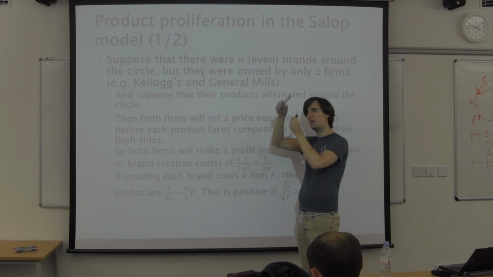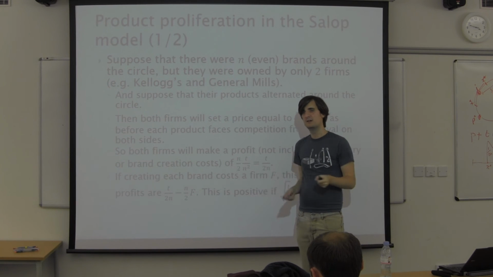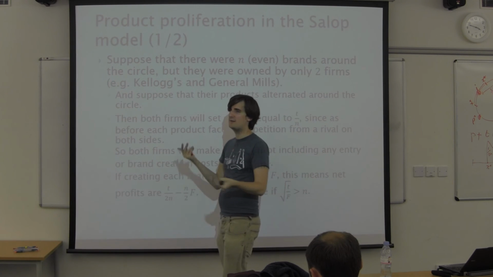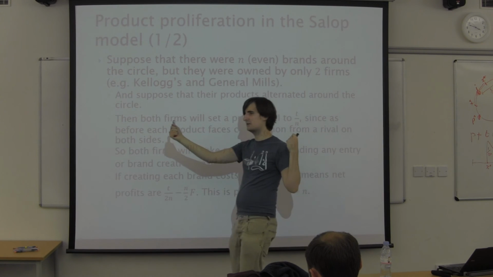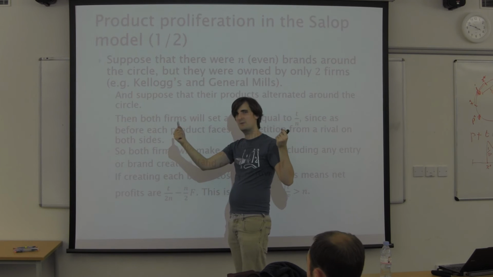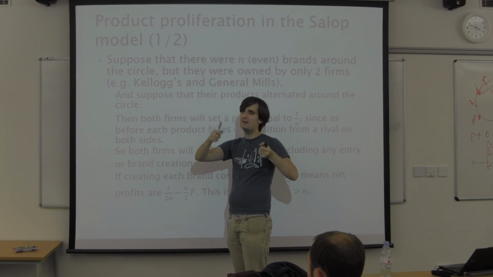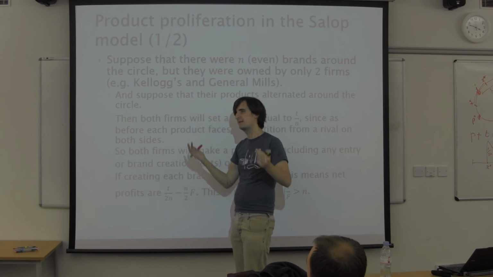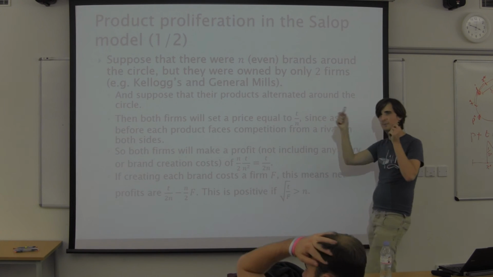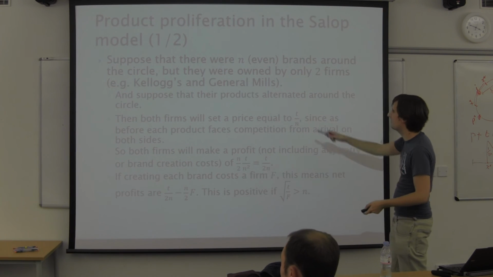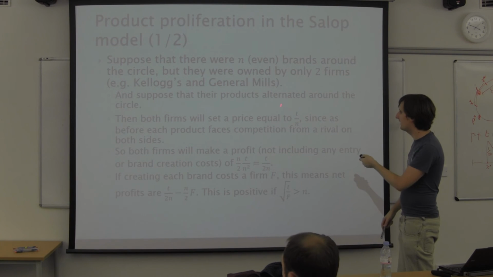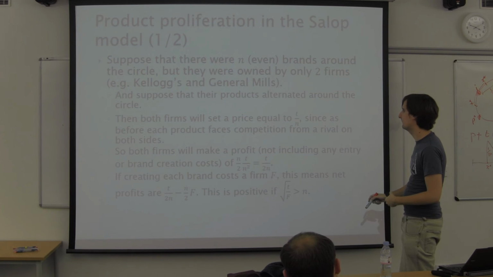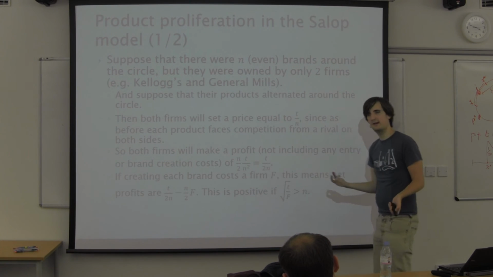So if you solve the model of firms alternating around the circle, you'd get exactly the same solution as you got in the original model where there are n different firms. Every firm is facing competition on both sides. So the indifferent consumer is going to be in the same place, the optimal price is going to be the same, everything's the same as long as there's competition on both sides. So with just 2 companies and their products alternating around the circle, they're going to set a price equal to t over n. So what's the total profit going to be?